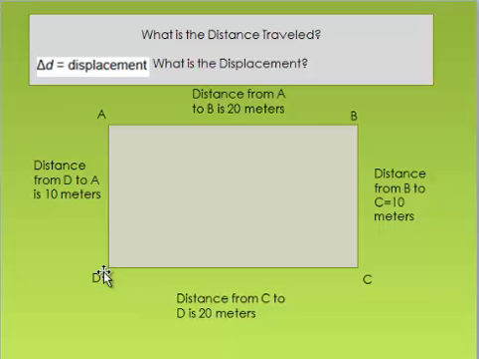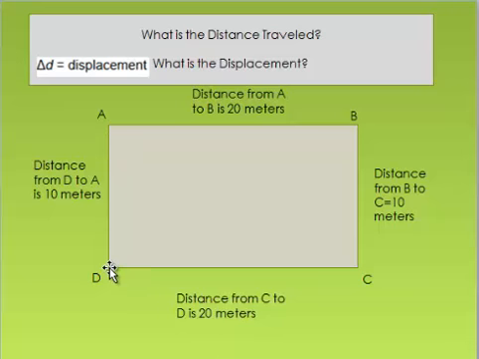So any object that travels in a perfect square or a perfect circle or even zigzags around but ends up back where they started will have a displacement of 0.